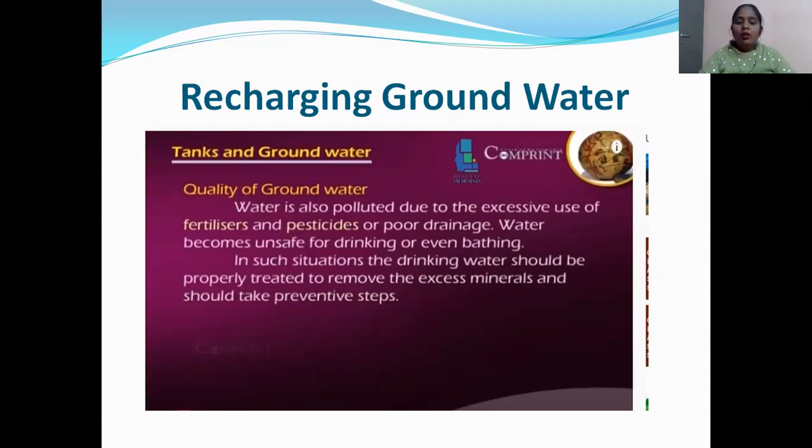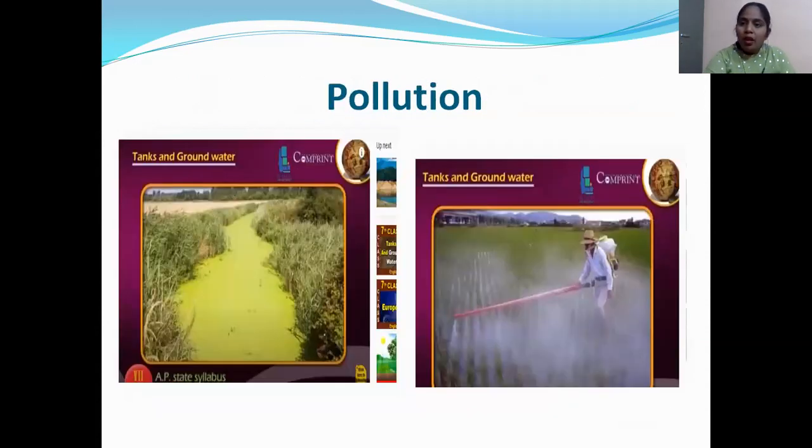Is that clear to children? Okay, hope you have understood everything. I have shared the image also for your better understanding. You can see how the drainage water is flowing. When it gets mixed with the ground level, even the groundwater will get polluted. In the other picture, you can see the pesticides the farmers are using. If fertilizers and pesticides are used excessively, the soil will absorb them, and then it automatically gets mixed with the groundwater, right, children?